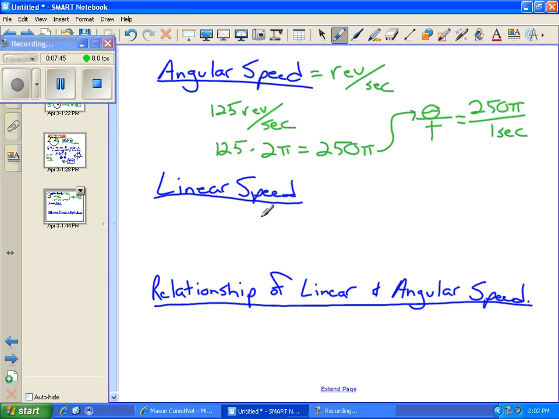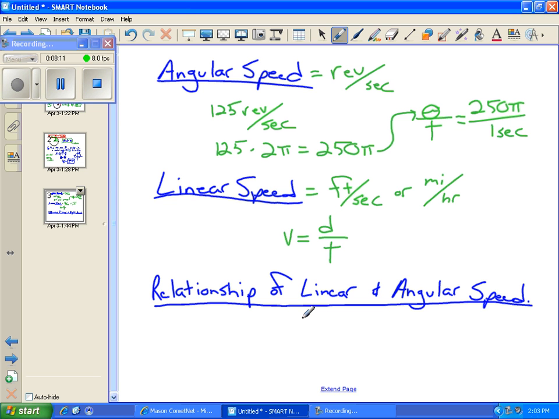Linear speed is actually like a distance per second. It could be meters per second, it could be miles per hour. Let's do miles per hour. Anything dealing with distance units over time. And linear speed, you've seen this in physics class: velocity equals your distance over your time.